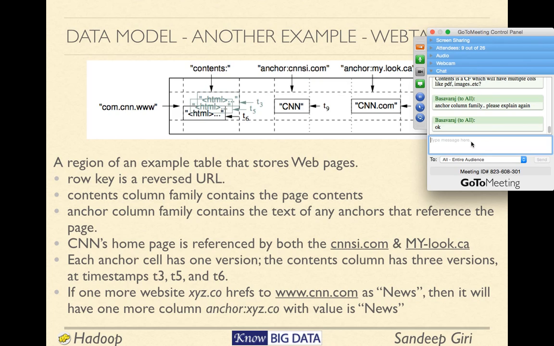Also, the cell value in this case is the name with which they are referring to it. Whenever you are creating an href link, or whenever you are linking to some other website, you provide the link of the other website to which you want to link, and also the link text. The link text is what we are keeping in the cell, the text which is displayed to the user, on which the user will click and then go to the URL. This helps us identify with what name people are referring to CNN.com, with what name each individual website is referring to it. So this is one example of using the data model of HBase.